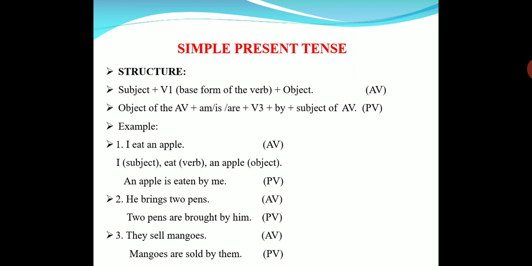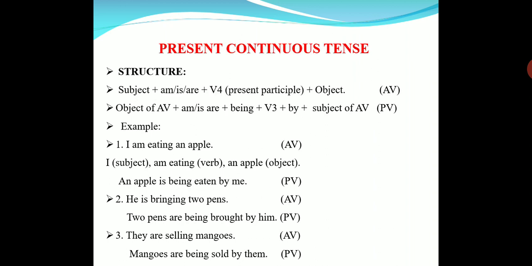So if you know the rules, the object becomes subject, then the suitable present be form, then the V3 form of the verb, then adding by, and finally the subject becoming object. If we apply all these rules, it's very easy. Next we'll move to present continuous. So what is the structure of present continuous tense?